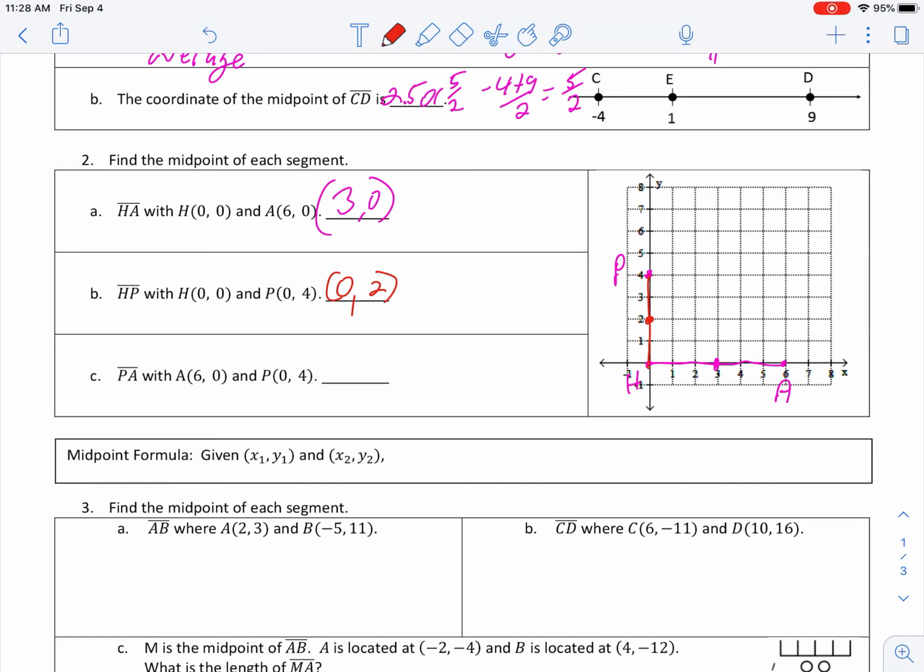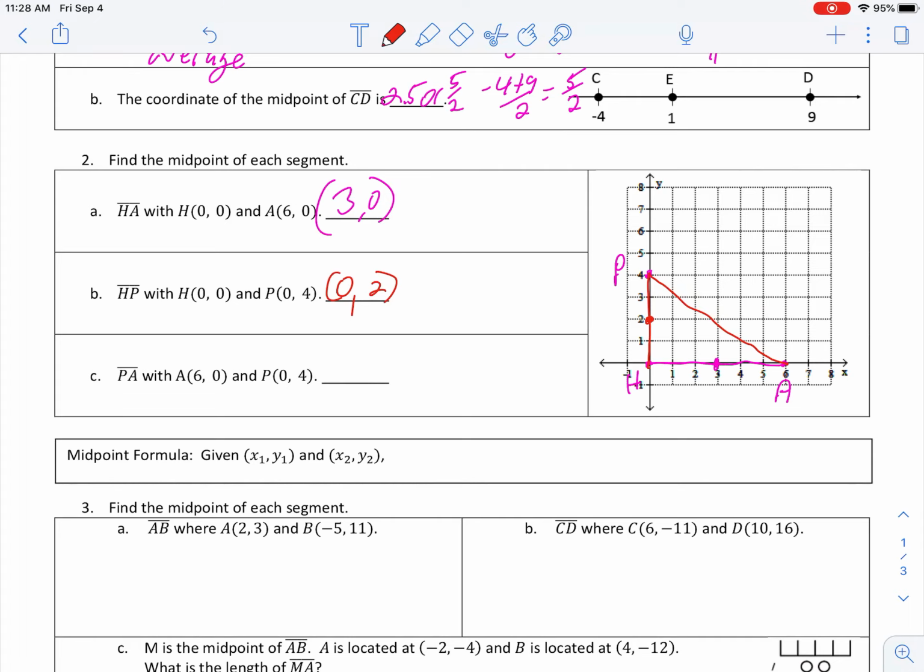Now that we could do because it's just on the y-axis. It's again just 1 dimension. But now we're going to combine these for letter C. C is saying, hey, PA. So P was up here at 0, 4, and A is down here at 6, 0. We now want to find the midpoint of PA.